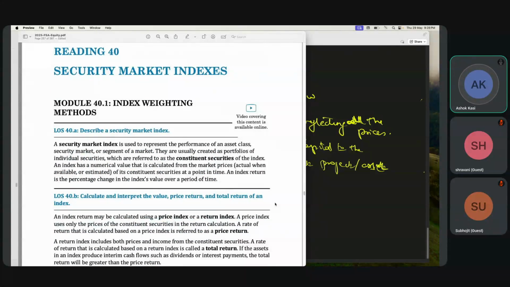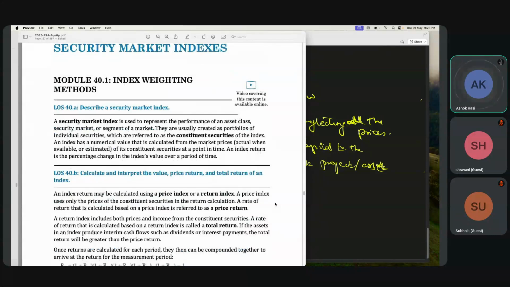Now security market indices. A security market index is used to represent the performance of one asset class or security market. That means basically an index: Nifty 50, Sensex. These are all indices. It consists of securities, meaning IT stocks, banking stocks, auto stocks, FMCG stocks. Together all of them constitute an index.